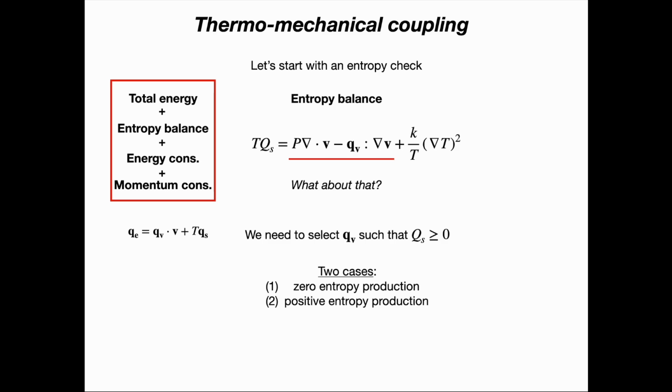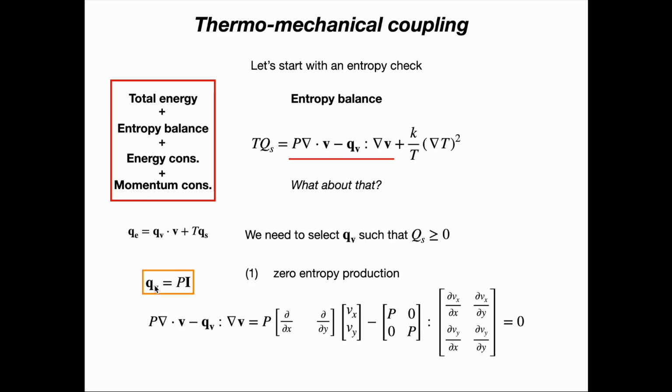Let's start with the simplest case, where QV is equal to pressure times identity matrix. What is pressure times identity matrix? It's simply P on the diagonal. So we build an object which is P on the diagonal. If we take this term here, P divergence velocity minus QV colon gradient V, where QV is P times identity matrix, we end up with such operation here. P, this is the divergence operator applied to the velocity vector. So that's the whole term here. And here we have the double contraction of P times identity times the velocity gradient tensor.